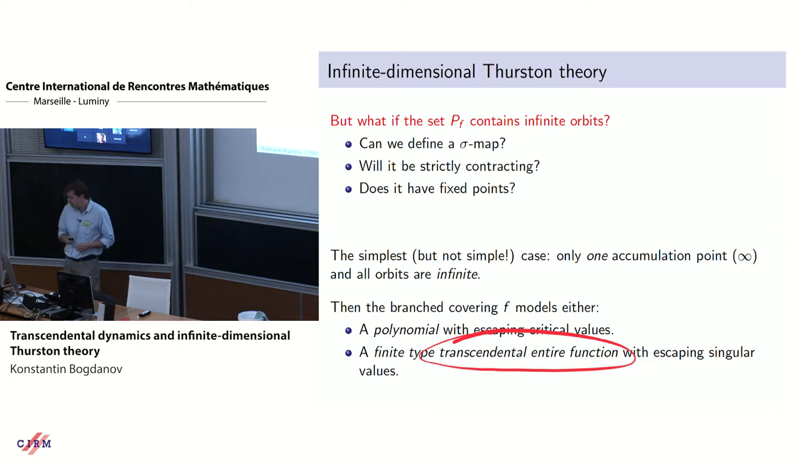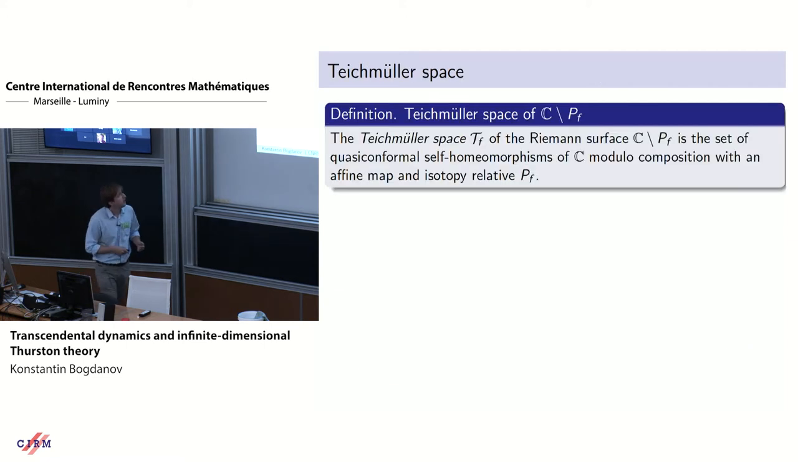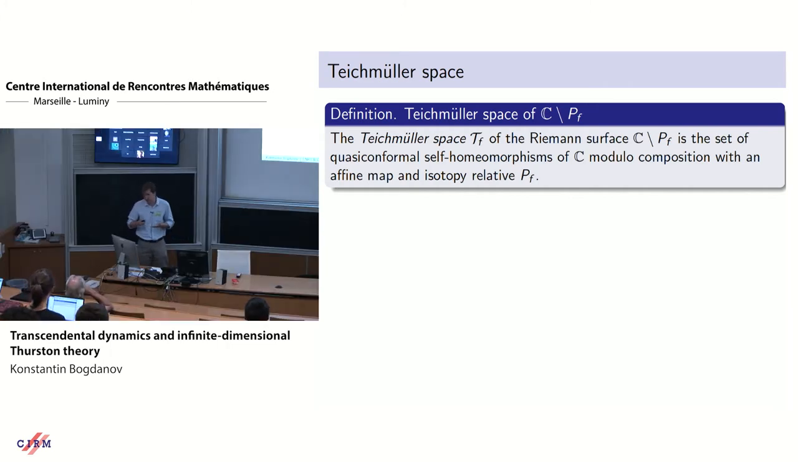Before stating the problem from transcendental dynamics that we want to solve, let us first take a look for a moment at the Teichmuller spaces we consider. They were already kindly introduced by John Hubbard in the very first talk. These are Teichmuller spaces of the complex plane with infinitely many punctures, so that these punctures have only one accumulation point at infinity.